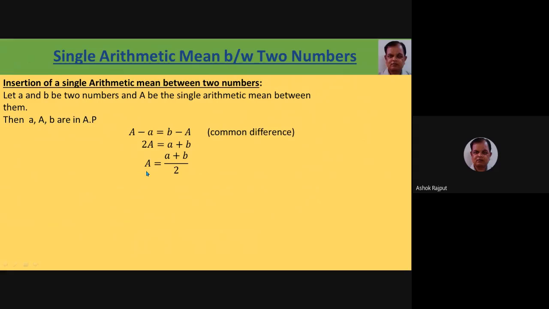Now we transpose and arrange these. If we transpose minus a to the left side, it will be plus A. Then A plus A is 2A. And if we transpose this minus a, then it will be plus. So 2A equals a plus b, then A equals (a plus b) by 2. This is if we want to insert only one arithmetic term between the given two terms. Now we go to the next.